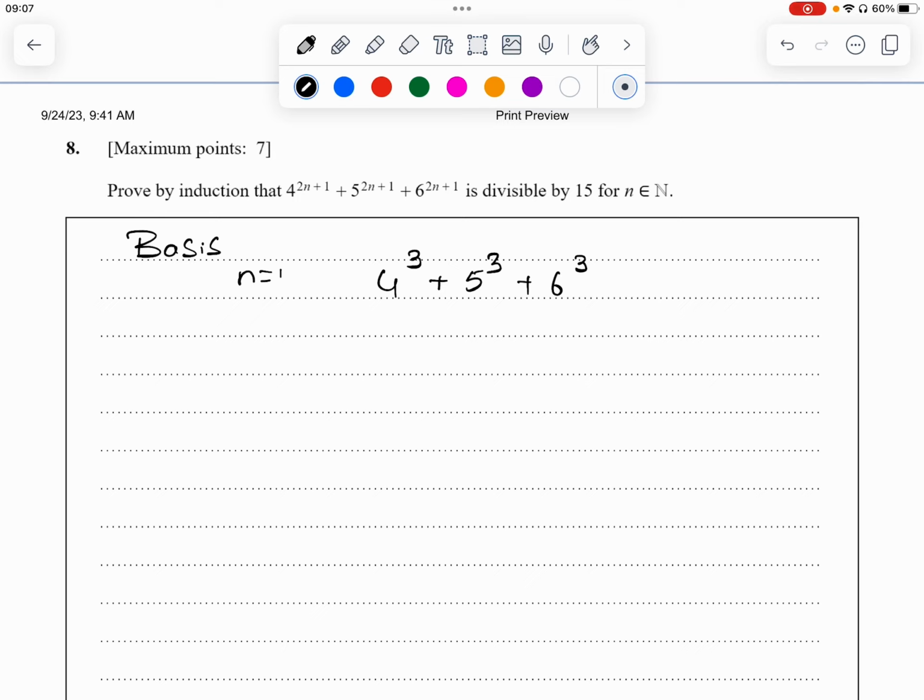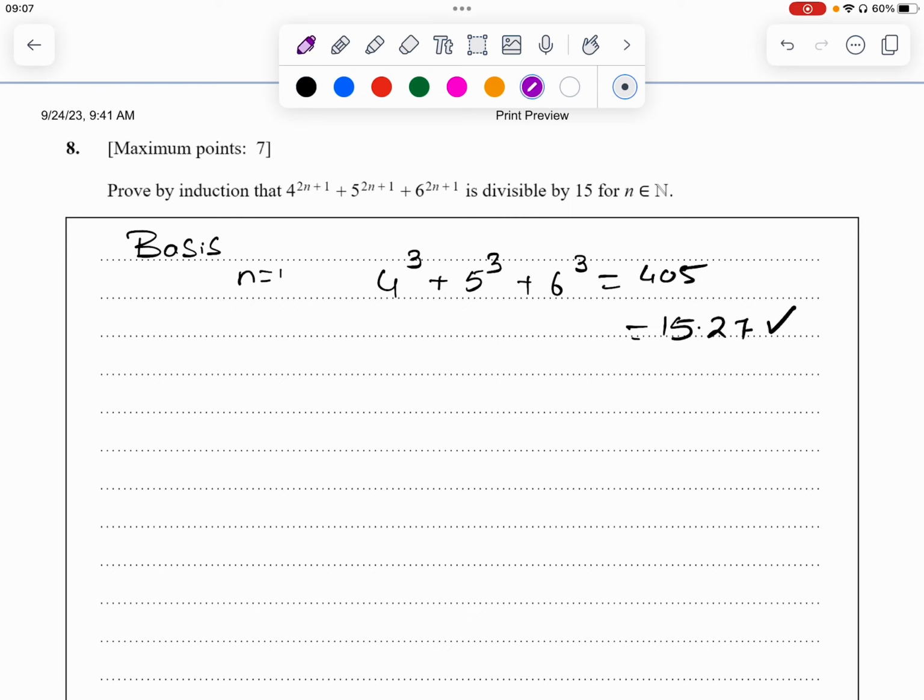I can take the calculator and do 4 power 3 plus 5 power 3 plus 6 power 3, which gives me 405. Is 405 divisible by 15? Yes, it can be written as 15 times 27. So therefore it is divisible by 15.